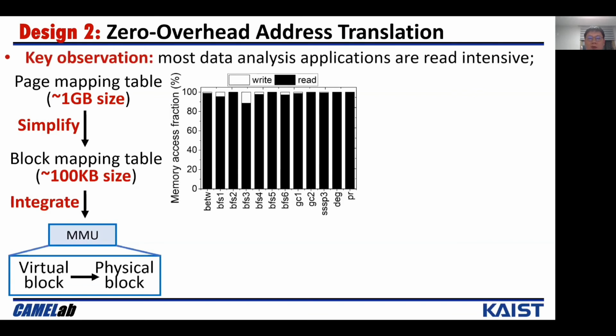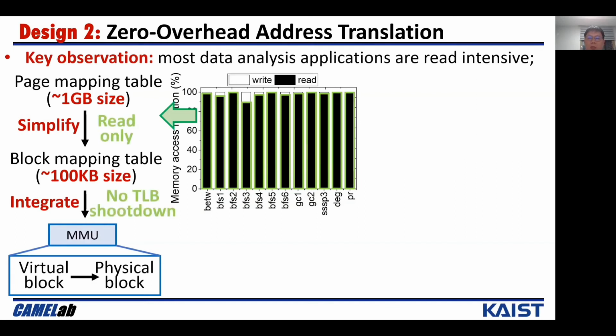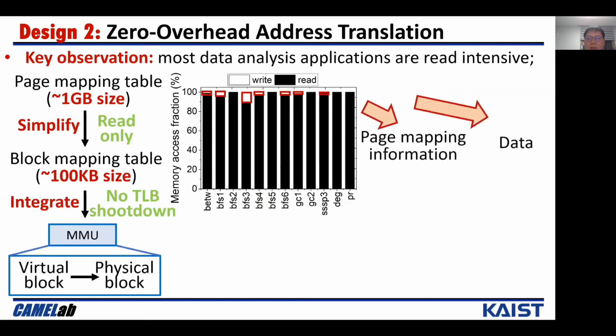We also observe that most data analysis applications are read intensive. As you can see from the figure, more than 90% of the memory accesses are reads in the evaluated workloads. We can make the MMU serve the read requests. The read requests won't change the block mapping table, so they do not introduce TLB shootdowns. For the remaining write requests, we will manage the page mapping information and the data separately from the read requests.